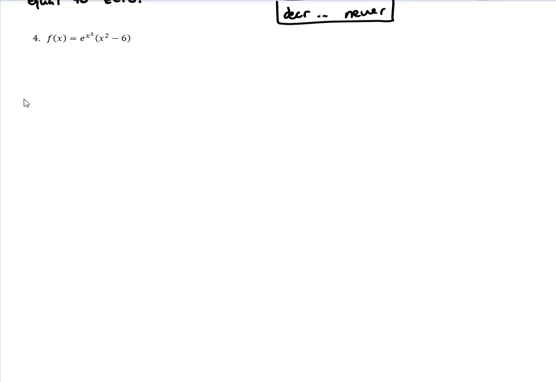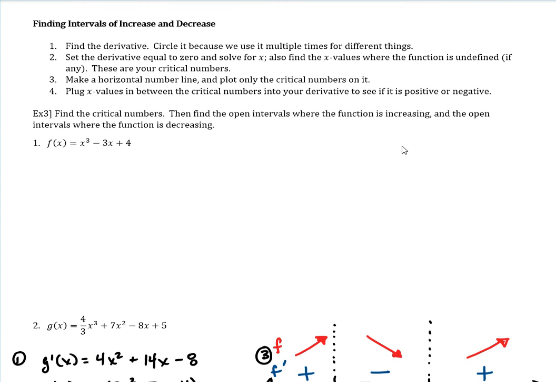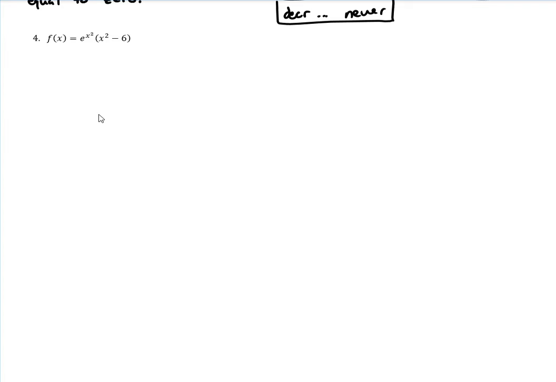Hi everyone, welcome to our video on finding the intervals of increase and decrease where we have this exponential function involved. Okay, so it's still this step: find the critical numbers, find the intervals where it's decreasing and increasing. It's still these same four steps, so no matter what they give you, it's always broken down the same way. All right, so step one, I want to get my derivative.